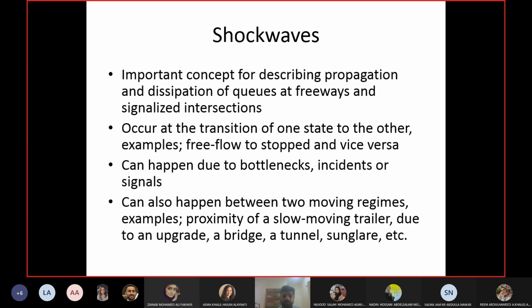Okay, so what is a shock wave? It is basically the disturbance created in traffic when it is transitioning from one state to the other. When you are moving from a segment which was in a particular state of traffic to another segment which is in the opposite state of traffic, then this will cause a turbulence or disturbance in traffic which is known as a shock wave.